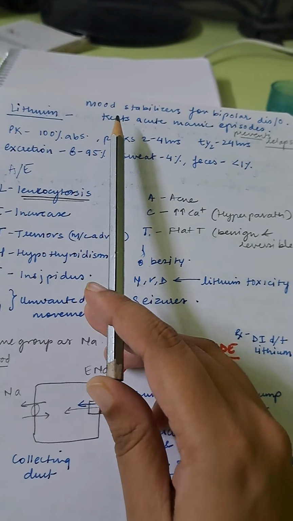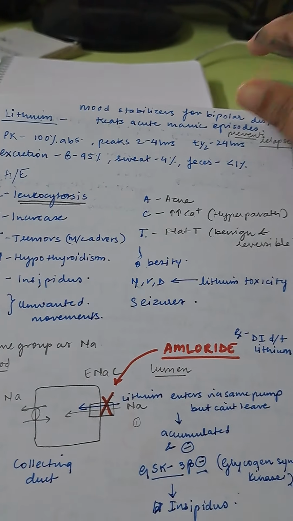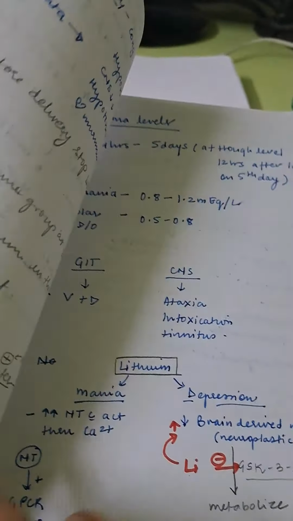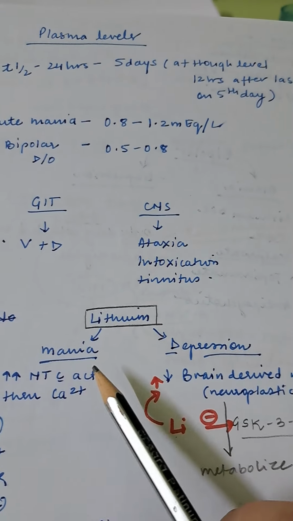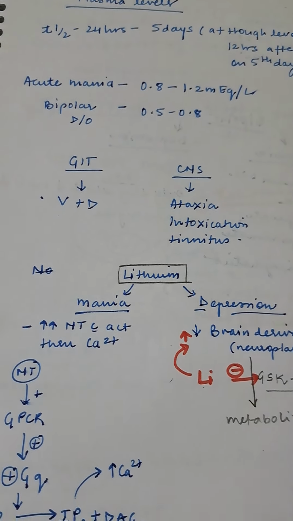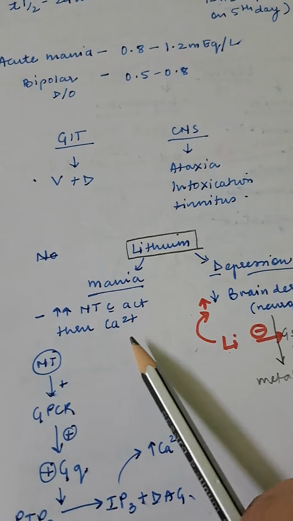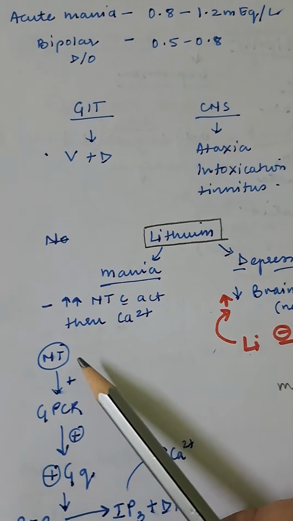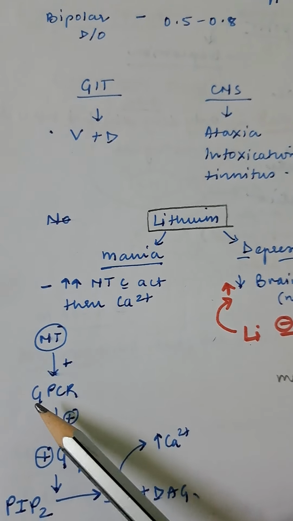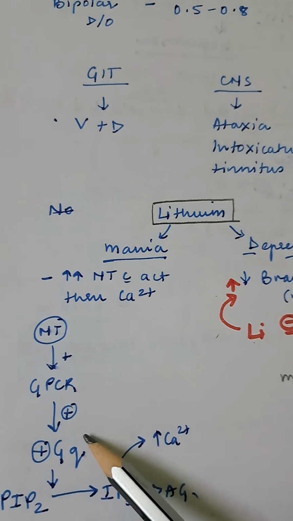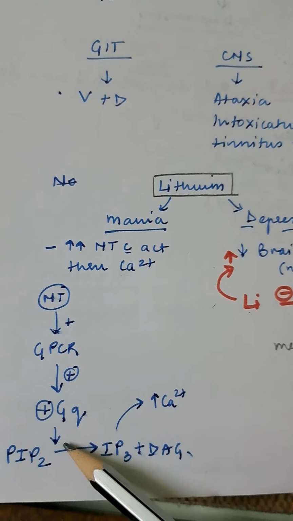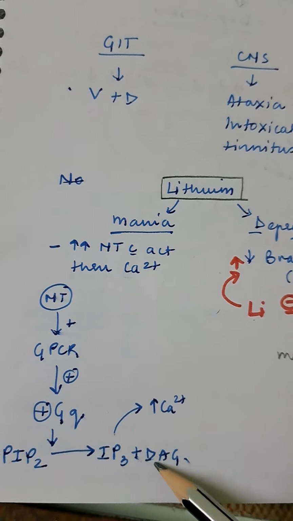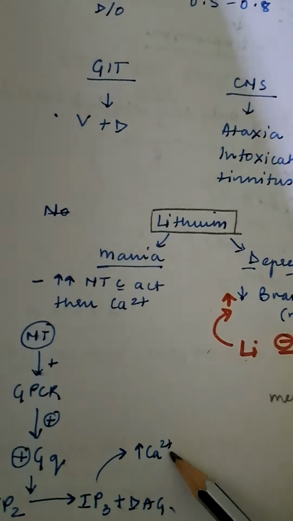Lithium is used as a mood stabilizer for bipolar disorder, and it treats acute manic episodes. Now, lithium can be used for mania as well as depression. For mania, it increases the neurotransmitter which acts through calcium channels. So the neurotransmitter will stimulate the G protein coupled receptors, which will stimulate the Gq, which will convert the phosphatidylinositol phosphate into IP3 and DAG and eventually increase calcium.